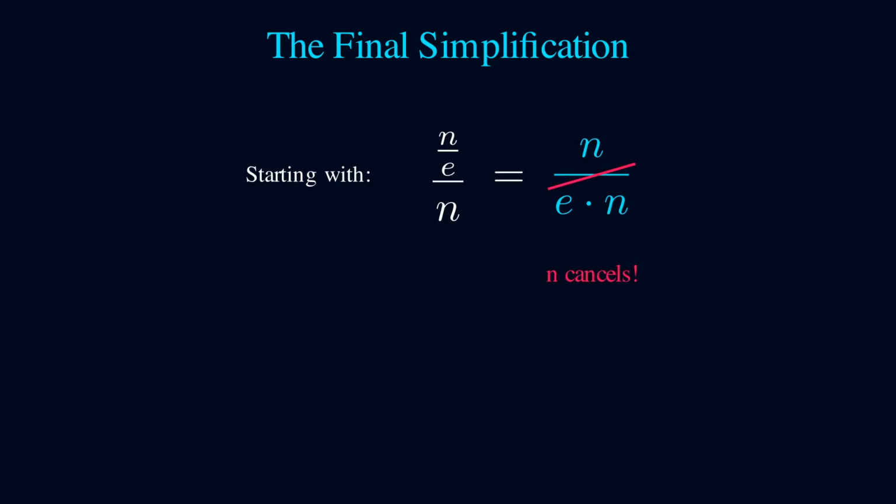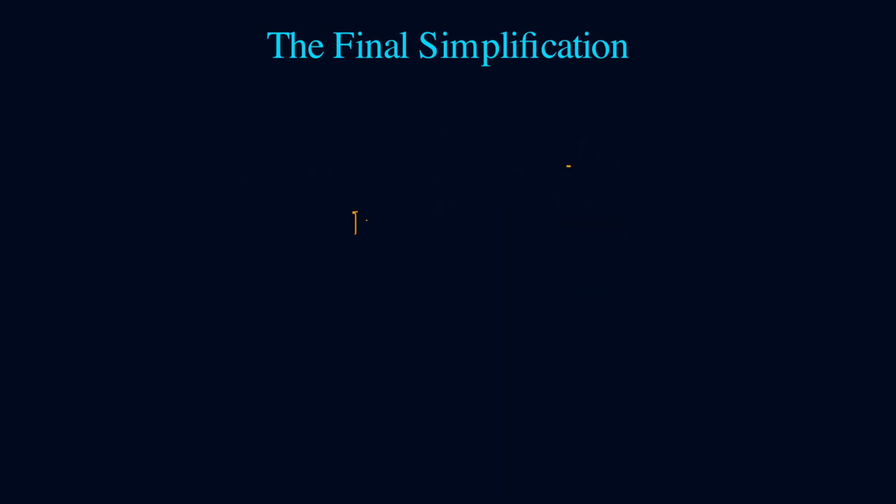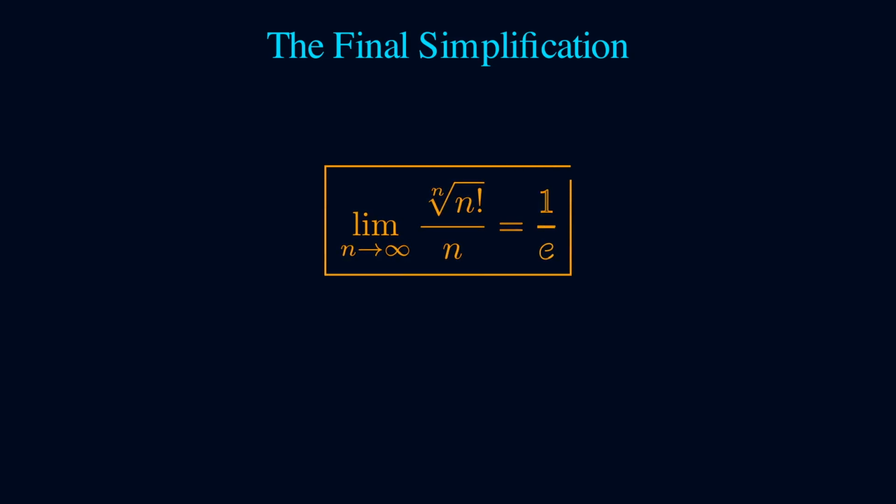Now we combine our results for the final simplification. We have 1 from part A, times n over e from part B, all divided by n. The fraction n over e, divided by n, simplifies beautifully. The n in the numerator cancels with the n in the denominator. We're left with just 1 over e.